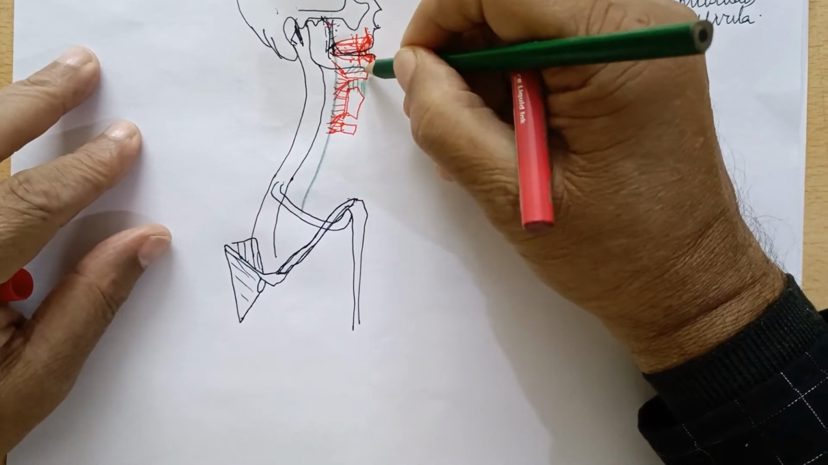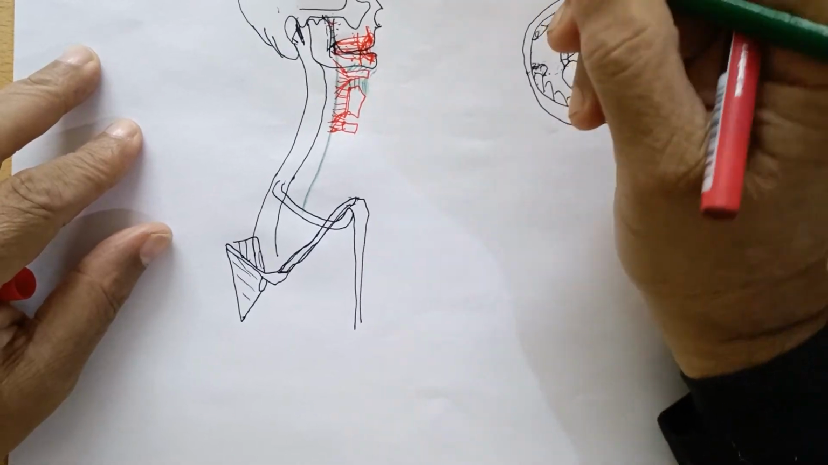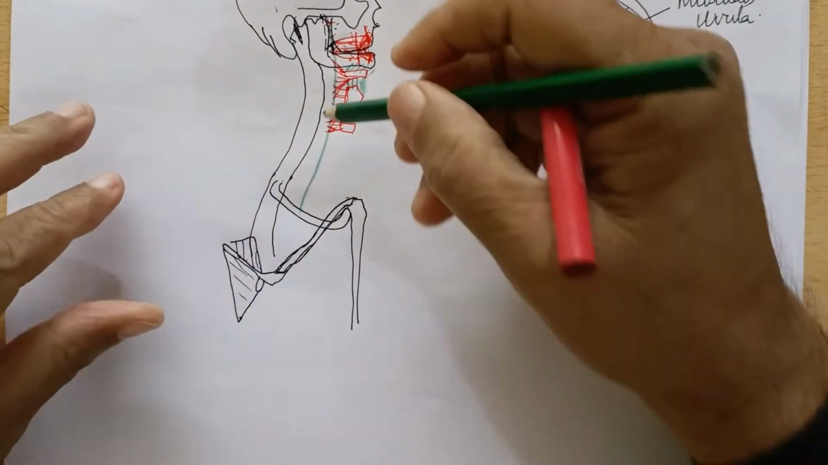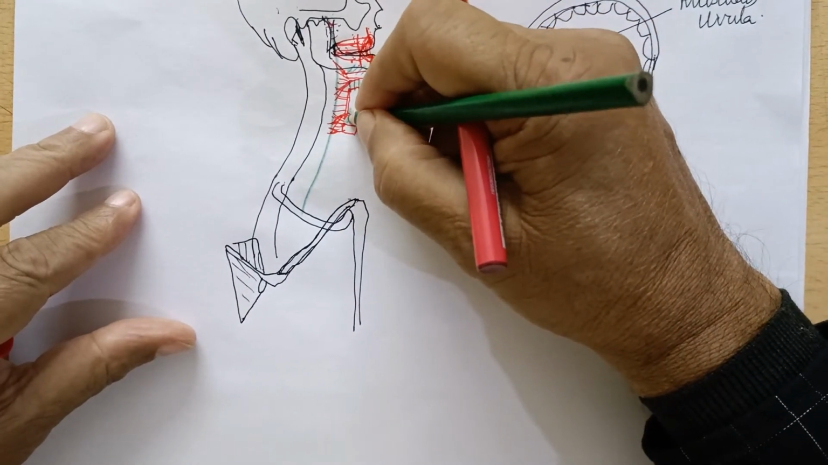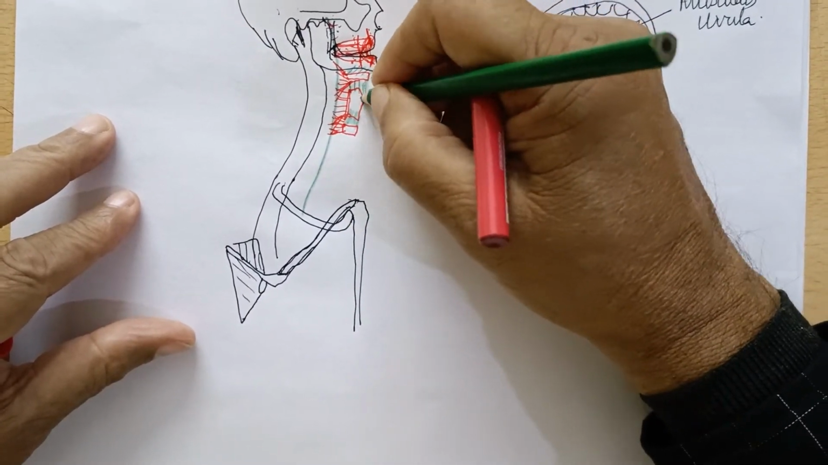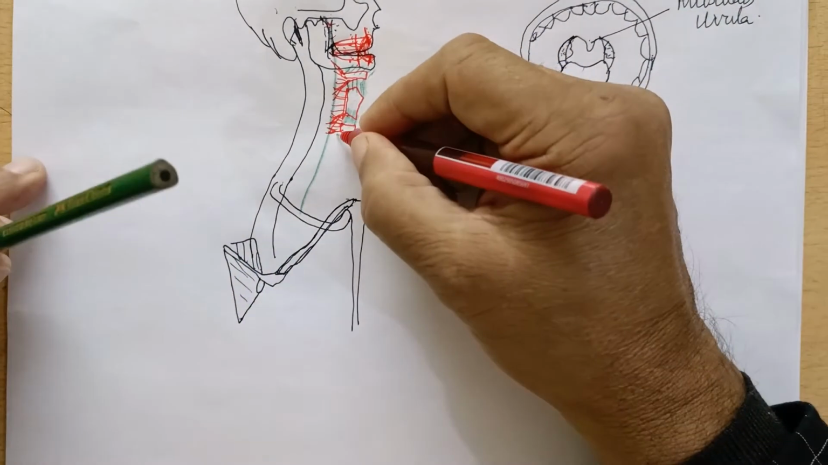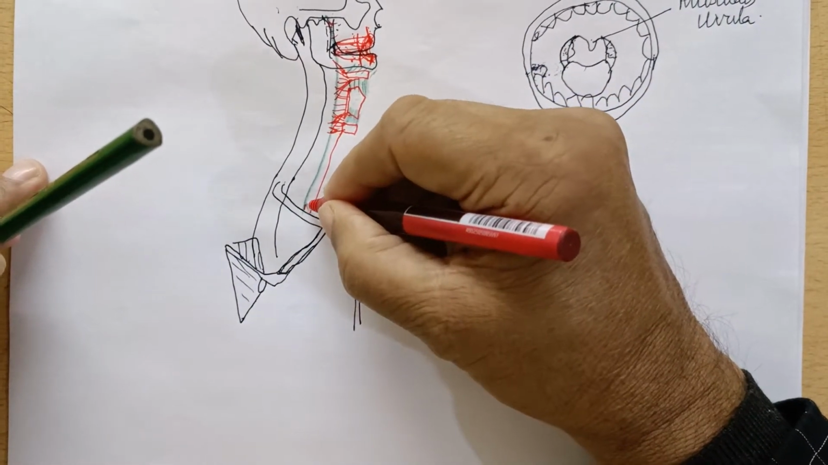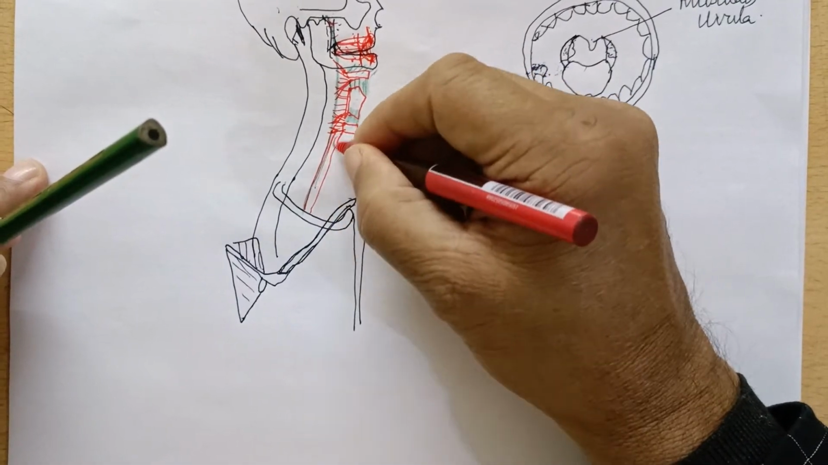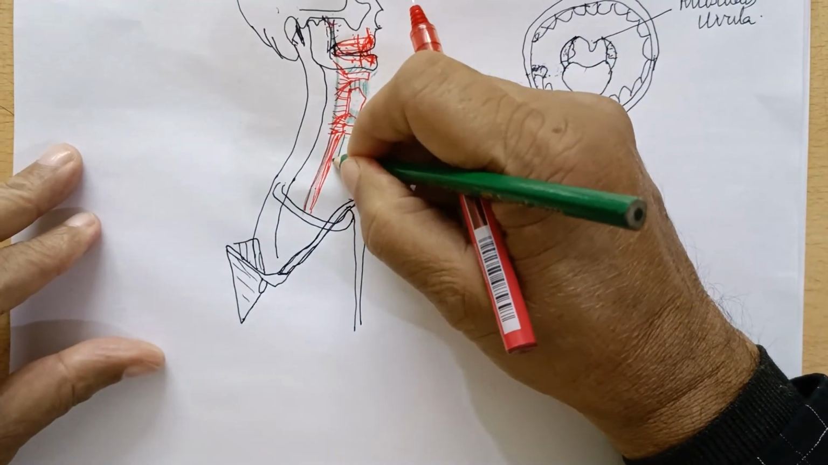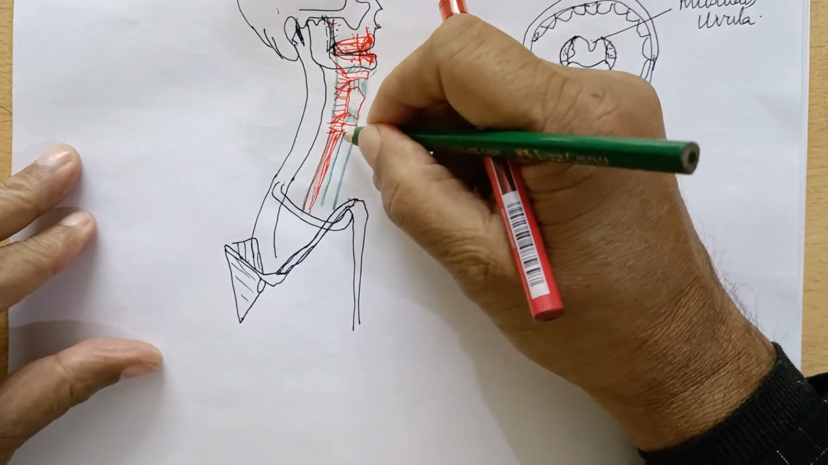here you had the mylohyoid muscle which forms the floor of the mouth, and these were the membranes, the thyroid membrane and the cricothyroid membrane, and behind you had the esophagus, and here you had the trachea.